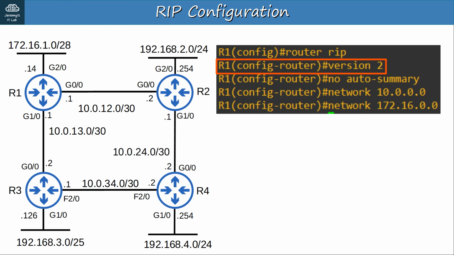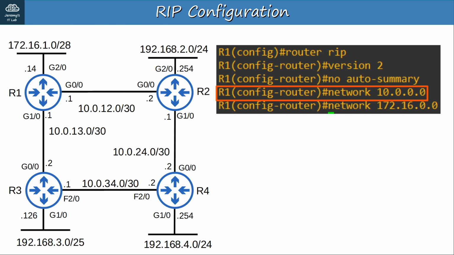Classful IPv4 addressing is a thing of the past. In modern networks, we need to be able to use things like VLSM and CIDR. Then use the command no auto-summary. Auto-summary is on by default, and it automatically converts the networks the router advertises to classful networks. For example, using classful logic, the 172.16.1.0/28 network attached to R1 is a class B network, so it would be advertised as 172.16.0.0/16. Always use these two commands when you configure RIP. Version 2, followed by no auto-summary.